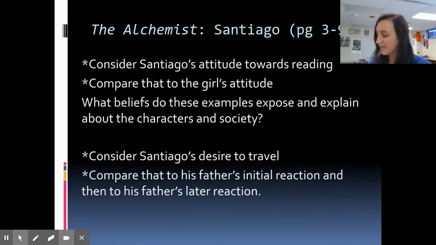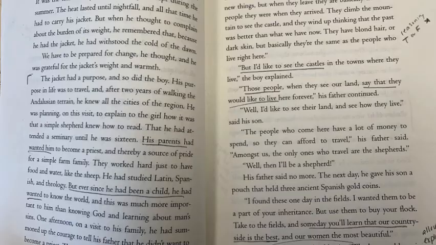Him and his father have a conversation on pages 8 and 9. At the bottom of 8, it says he wanted to travel. "People from all over the world have passed through this village, son," said his father. "They come in search of new things, but when they leave, they are basically the same people they were when they arrived. They climb the mountain to see the castle, and they wind up thinking that the past was better than we have now. They have blonde hair or dark skin, but basically the same as the people who live right here." It's a father's belief.